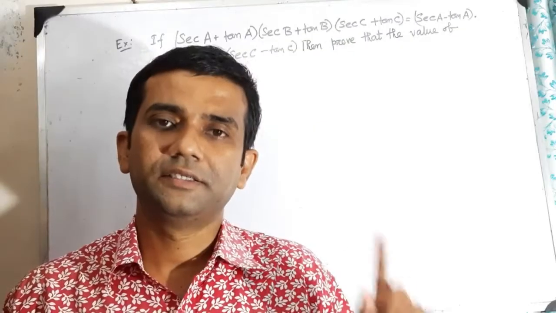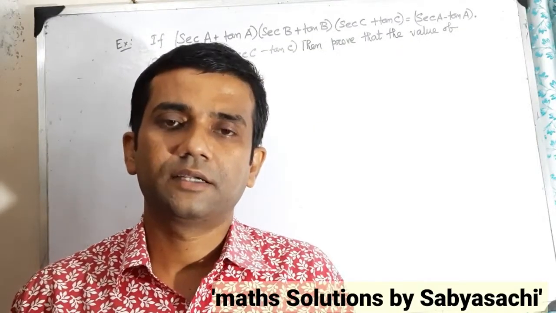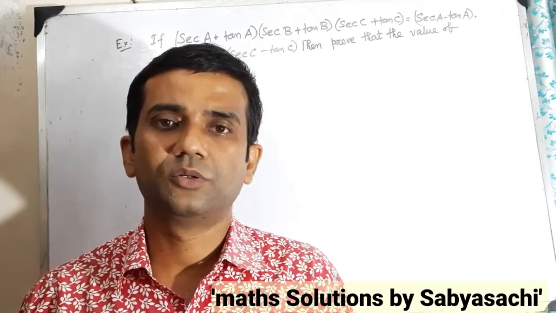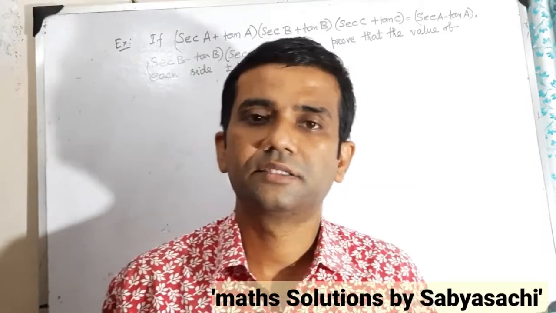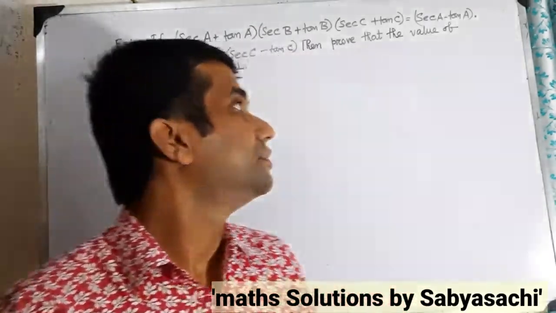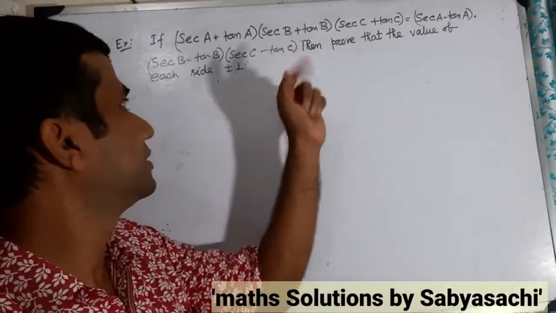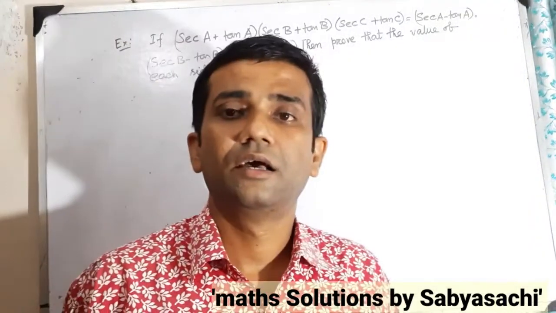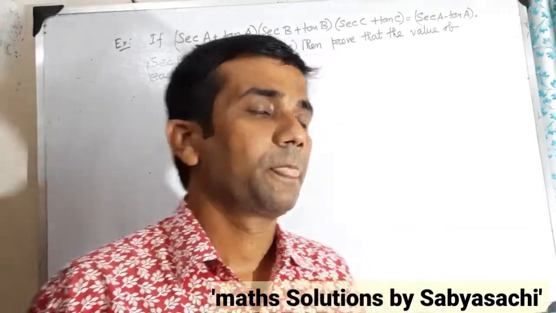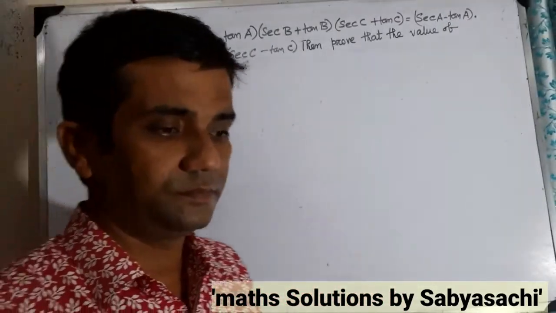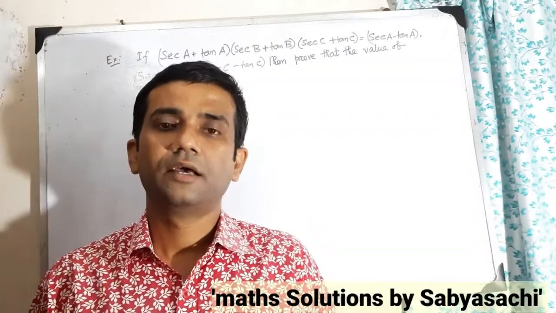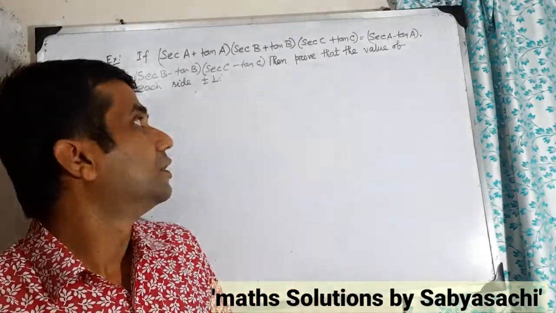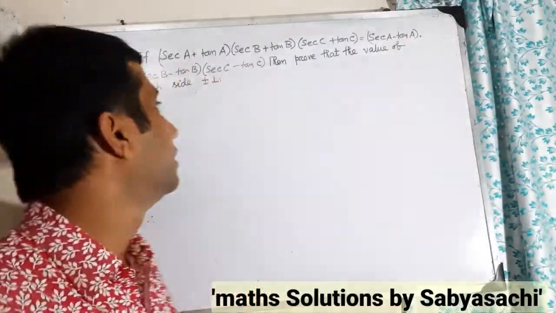Hello students, it is a beautiful problem. Given that (sec A + tan A)(sec B + tan B)(sec C + tan C) is equal to (sec A - tan A)(sec B - tan B)(sec C - tan C), then prove that the value of each side is plus minus 1. It looks like a difficult problem, but it is very easy to solve. Let's check how I do it.